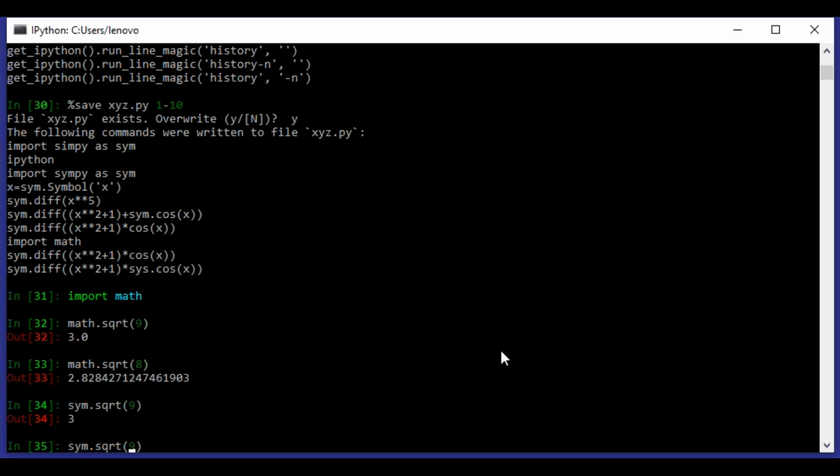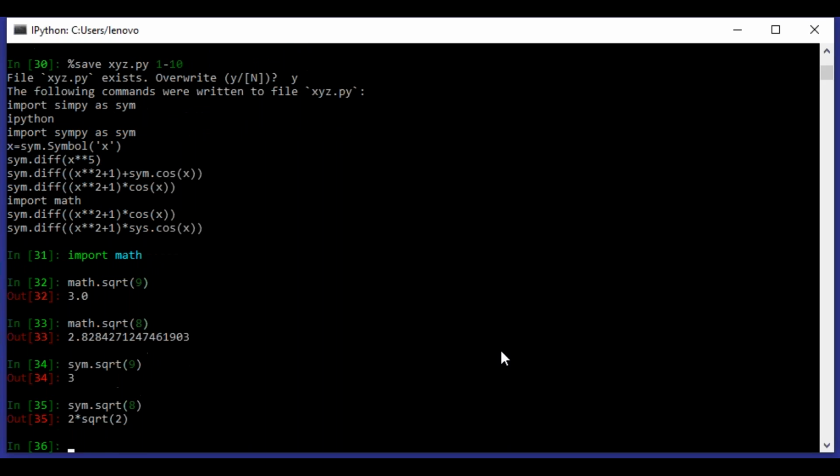We have imported that SymPy package as sim. Therefore we can try sim.sqrt of 8. It is showing 2 into sqrt of 2. Okay, it means 2 root 2. That is the difference: while we are using the SymPy package, that is some symbolic computation. I think you have got the idea.